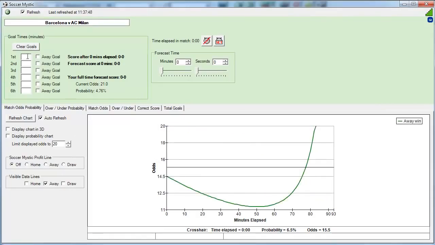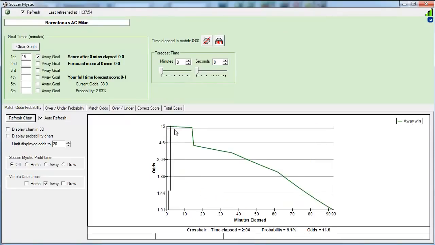So if Barcelona scored after 15 minutes, then we can see how that would affect the odds. And you can see that basically the price would crunch in and then start moving back in again. But of course, Barcelona would need to go on and win this match, and they would need to win this match at least 2-1 to progress to the next stage at this point.